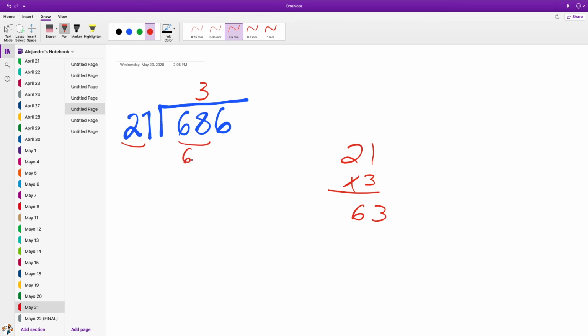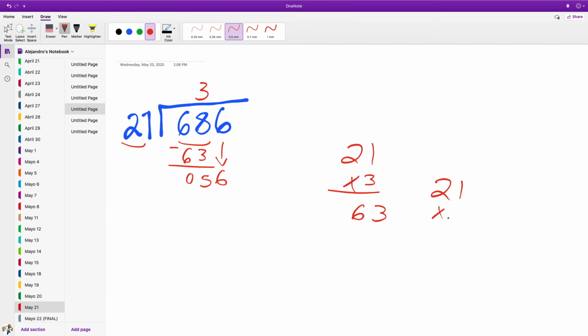So the answer right here, I do the subtraction. 68 minus 63, that's equal to 5. What do I do next? I bring down the 6. Okay, so what do you think right here, guys? Well, what will be a good guess?